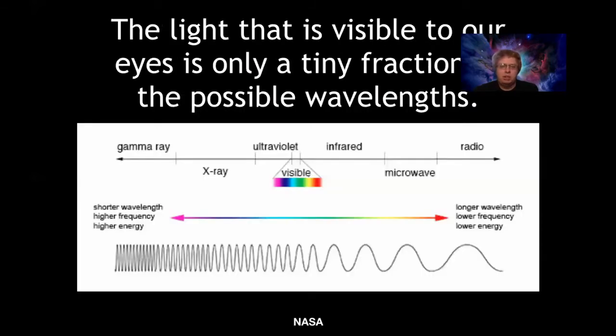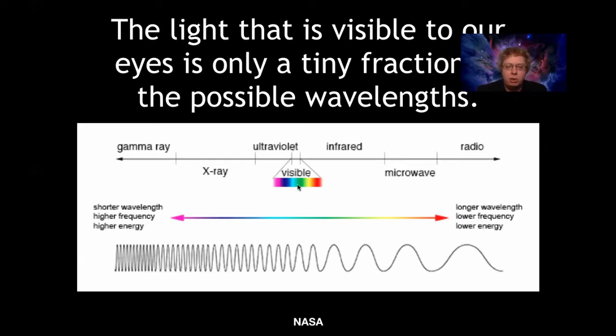The light that we can see is actually only a very tiny fraction of all of the light that exists and all of the possible wavelengths. So here's a schematic showing the different types of light, the different wavelengths of light. Over here, we have very short wavelengths. Now remember, short wavelengths means high frequencies, which means high energy. So over here, we have very short wavelength, high energy light, such as gamma rays and X-rays.